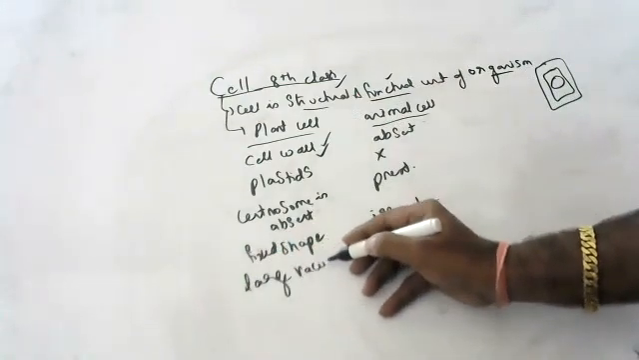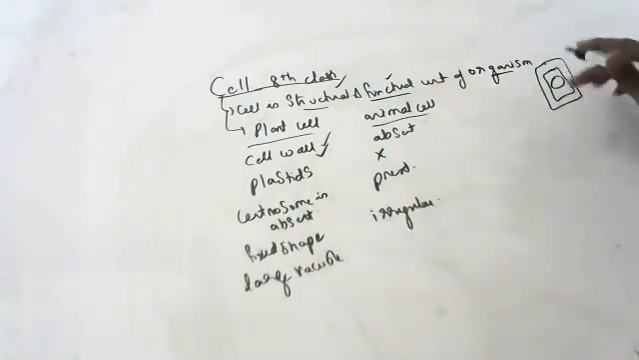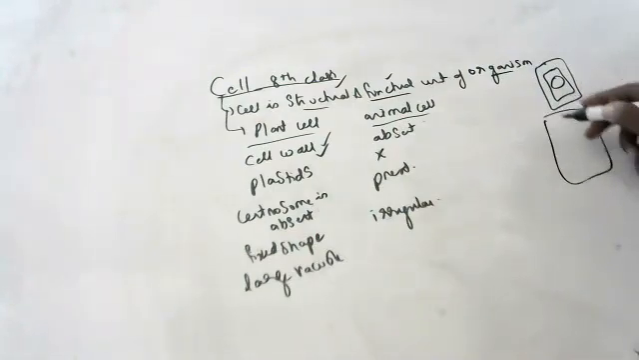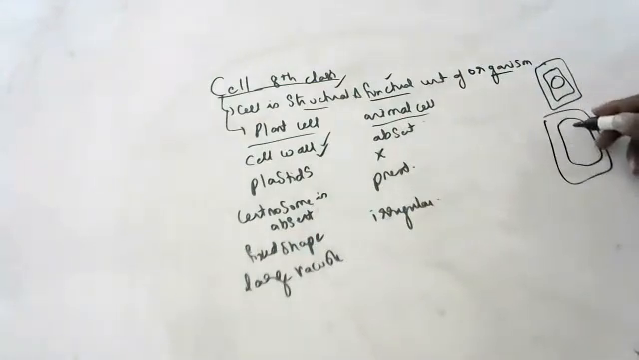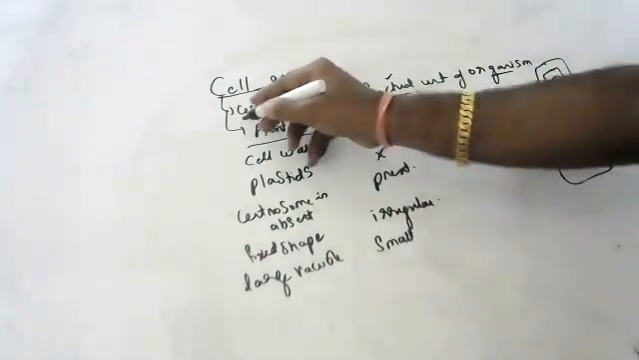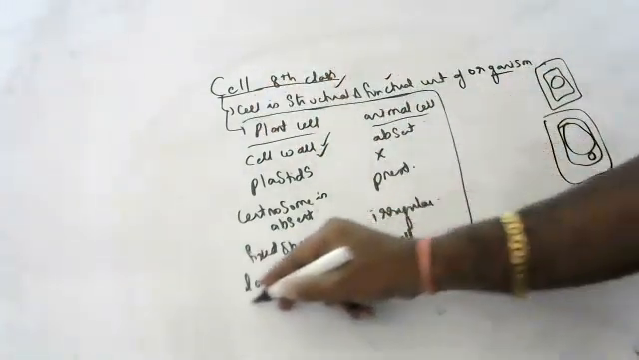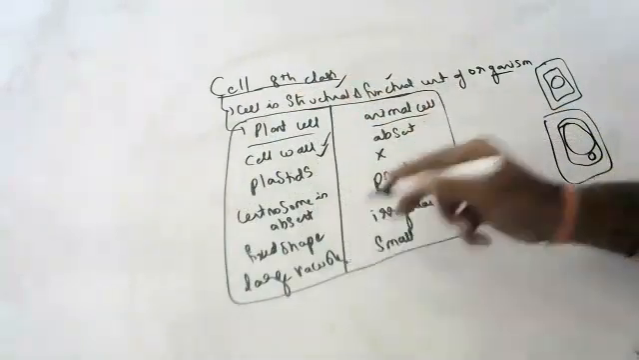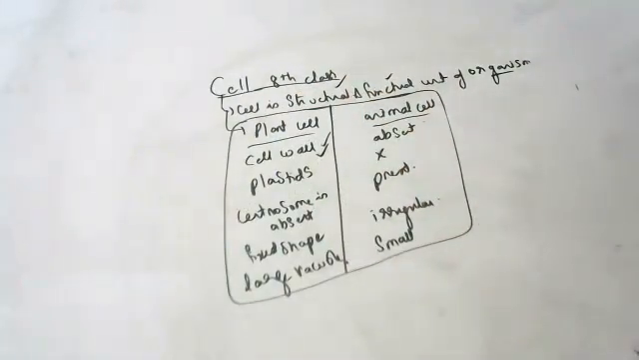If you see inside the cytoplasm, children, this is the cell wall, this is the plasma membrane, and the nucleus is small, the vacuole is big. In plant cell, the vacuole is big, and in animal cell, the vacuole is small. These are the differences between plant cell and animal cell. Okay, children?